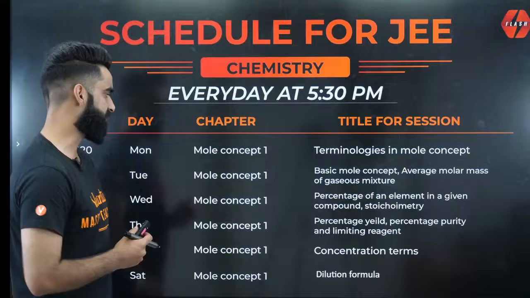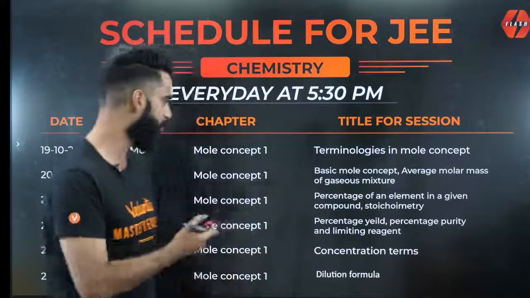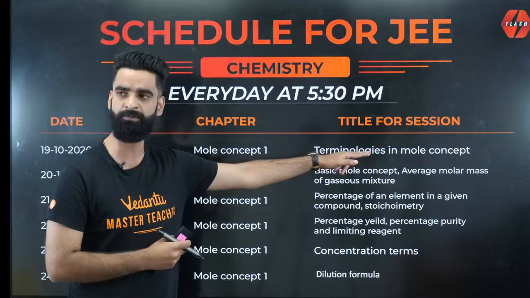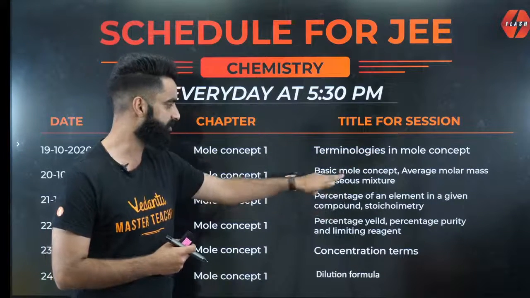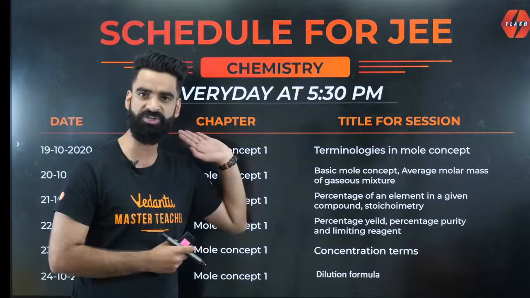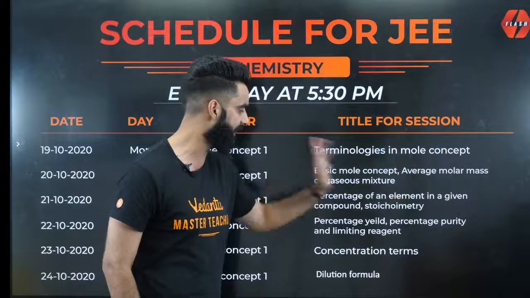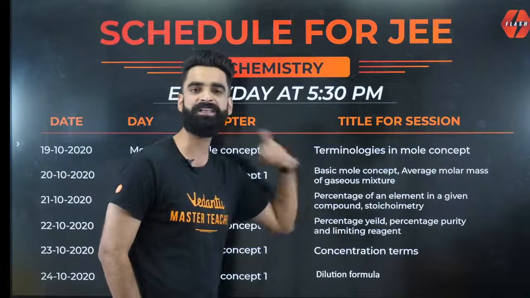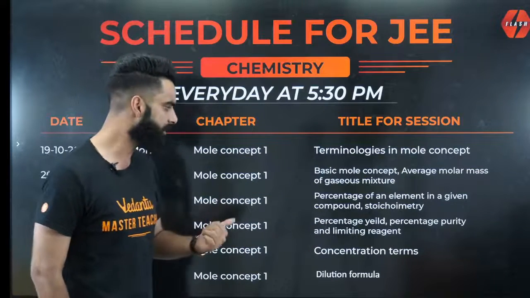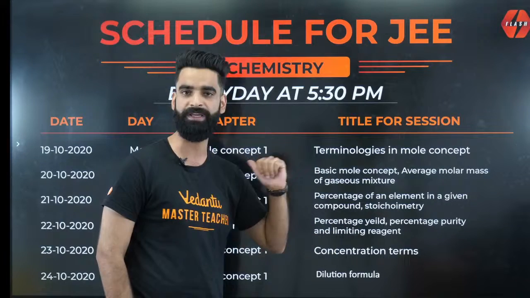Talking about the schedule which we have been following for the past many days, let's have a look at it again. In the first session, we talked about the terminologies involved in the mole concept. In the second session, we did the basic mole concept and the average molar mass of a gaseous mixture as well. In the third session, we talked about the percentage of an element in a given compound and stoichiometry. And in the last session, yesterday, we did percentage yield, percentage purity and the limiting reagent concept.